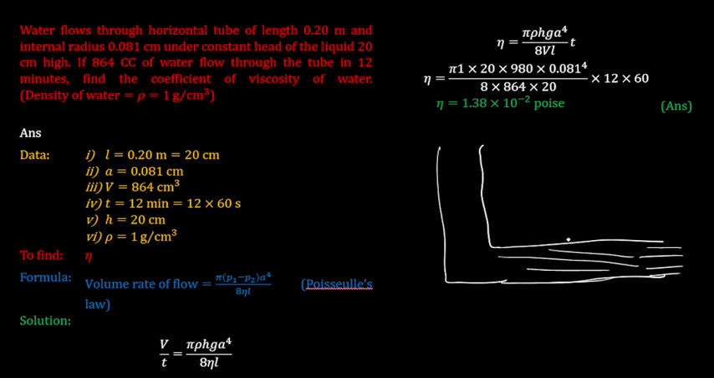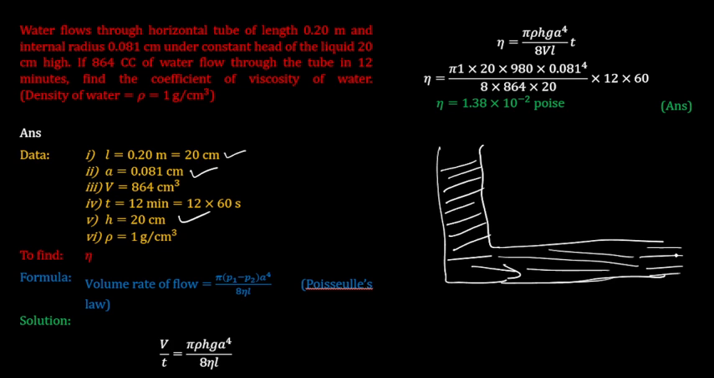The radius of this horizontal tube is 0.081 centimeter. This is the radius. The length is 0.20 meter, which is 20 centimeter, and we have a liquid filled up to the height of 20 centimeter in the vertical tube. This liquid has a certain weight, and because of its weight, it pushes the liquid in the horizontal tube in this direction.